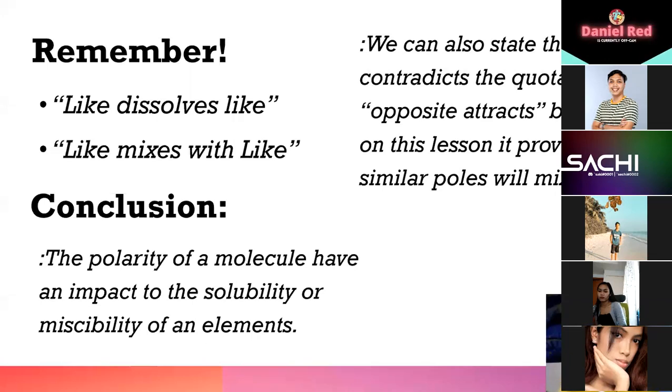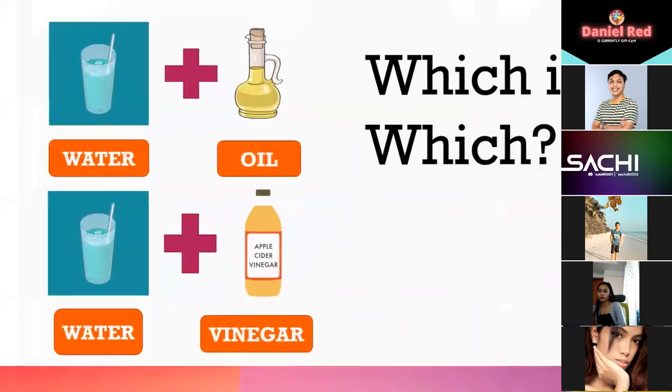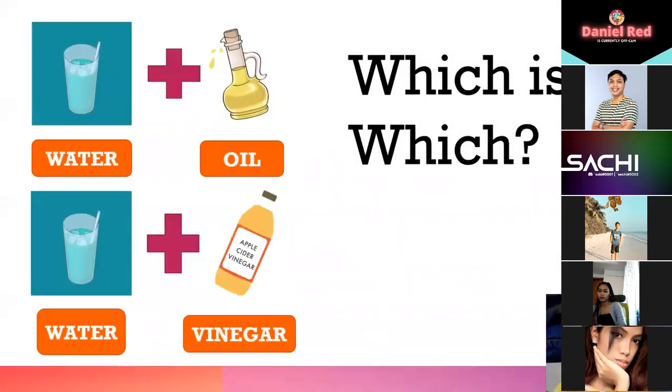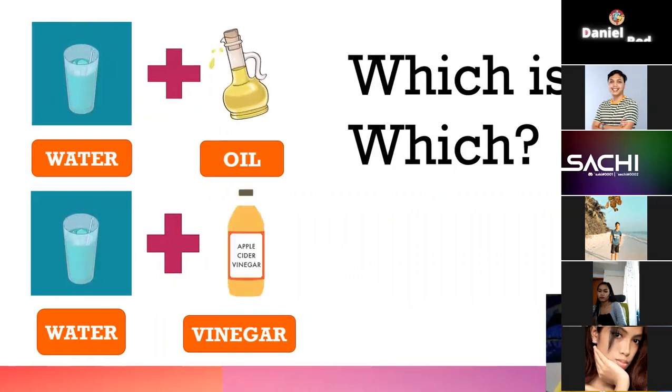Because in this lesson, it proves that similar poles will mix. Therefore, a polar covalent will mix with a polar covalent and non-polar covalent will mix or dissolve with a non-polar covalent. While a polar covalent versus a non-polar covalent will not mix with each other, or is not miscible, what we call immiscibility. So going back to our example on the previous slide, which is miscible, immiscible, soluble, or not soluble.